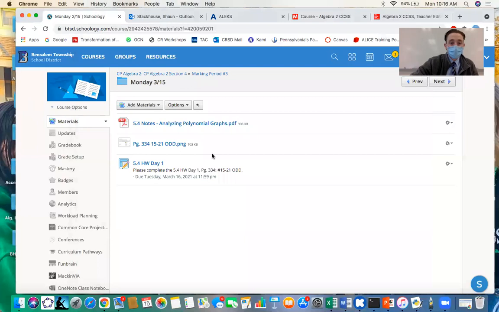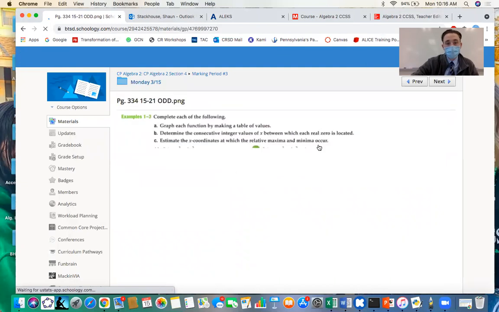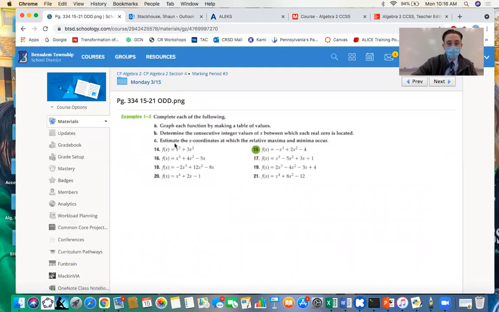Let's take a look at the folder for today. So Monday 3/15. Your homework for tonight is on page 334, numbers 15 through 21 odd. So let's take a look at that. Remember, the book pages are in the folder for you.